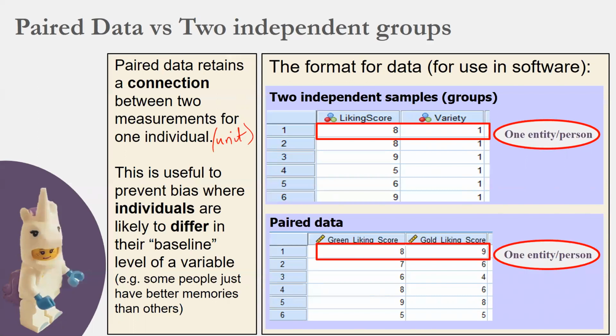So some people are just better runners than others. Some stores might just have better sales than other stores. So there's lots of differences between individual units. You've minimized the effect of that, or you've reduced the impact of that confounding variable. So each row, one entity, one unit, one person.